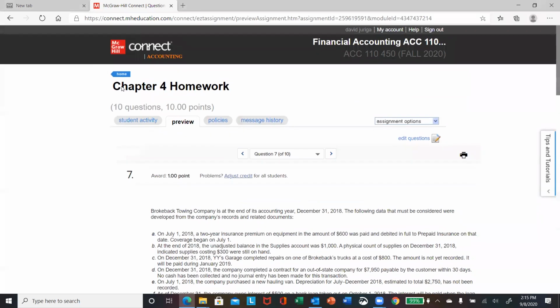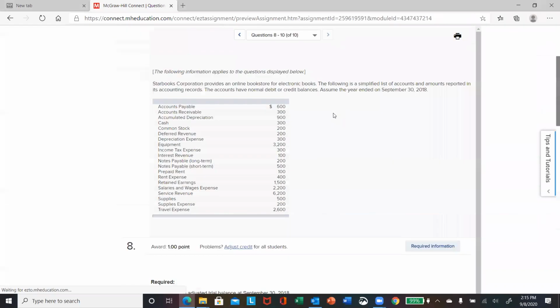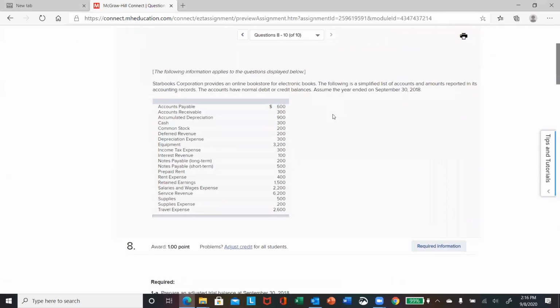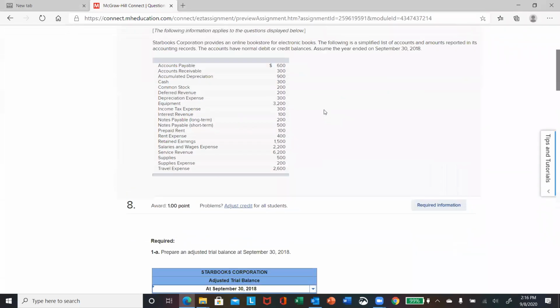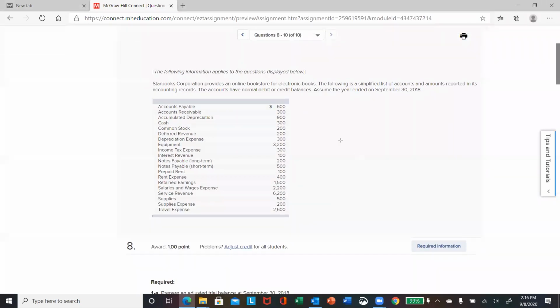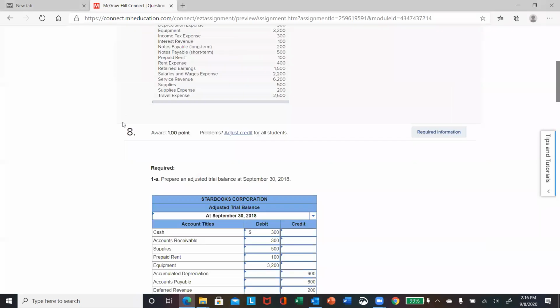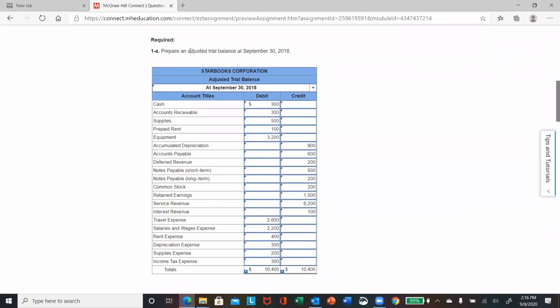Was again number 7. And then I believe the last 3 was all one connected problem. So we've got a list of accounts with normal balances. And on the first one, they just want you to do an adjusted trial balance. So you have to know that if accounts payable has a normal balance, that's on the credit side. And if accounts receivable, that should be on the debit side. So it's just making sure you understand your debits and credits a little bit. So again, here is what your adjusted trial balance should look like. Note you are in balance by 10,400.